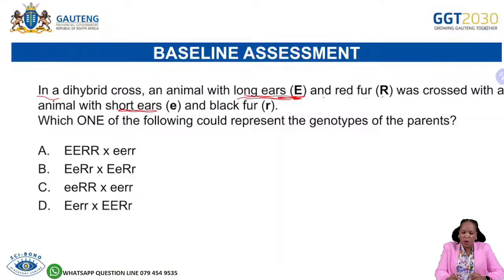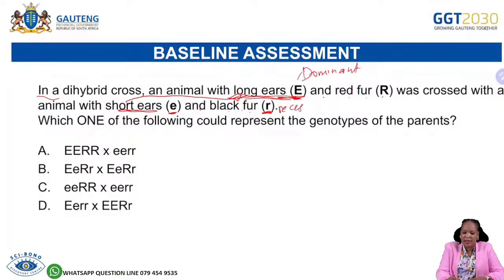So short is the opposite of long. So short will therefore be small letter e, and then black fur, which is now the opposite of red in terms of color. The black is now with small letters. What did we learn about small letters and big letters? We know that big letters are showing dominant, and then small letters are showing what?